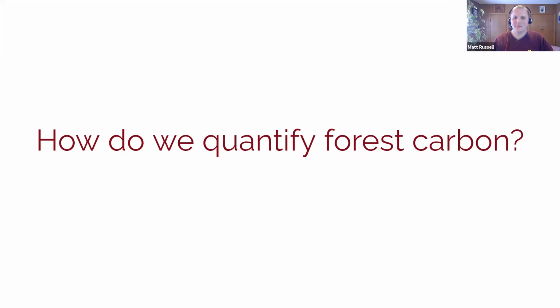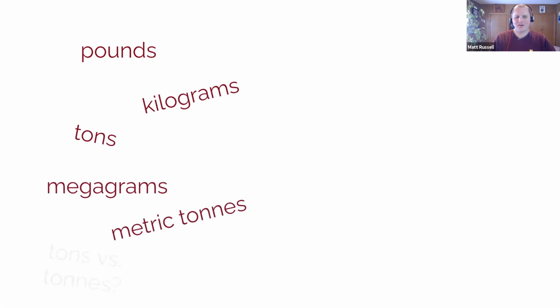Going to switch gears a bit and talk about how we quantify forest carbon. If you're like me, you maybe have seen, if you look at some of the things that come across your email inbox or start to read reports, you might see units like pounds and kilograms and tons and megagrams and metric tons, and then there's tons, and then there's tons with 2 N's and spelled a little bit differently. What's the difference there?